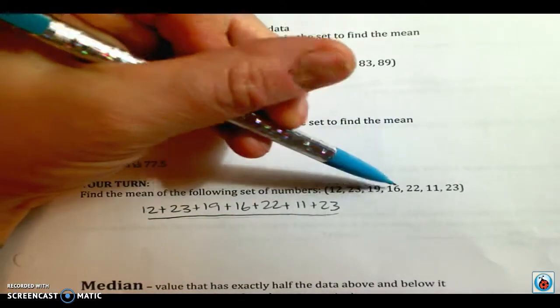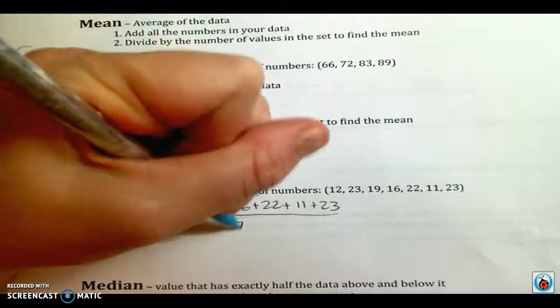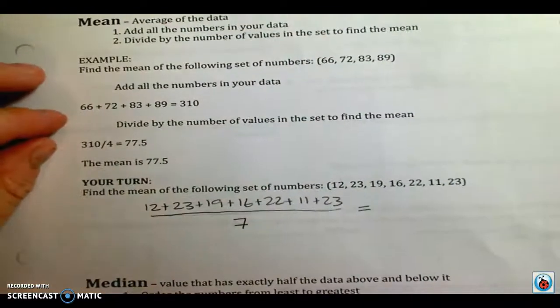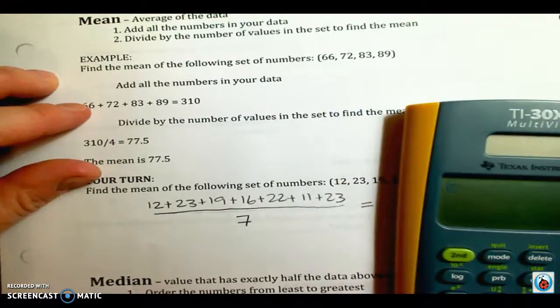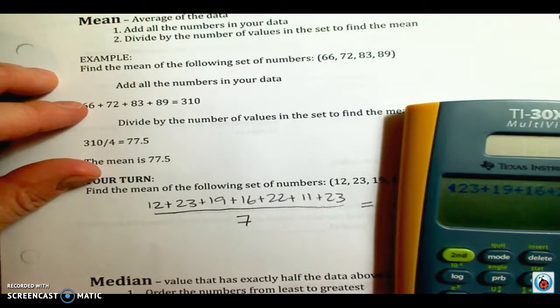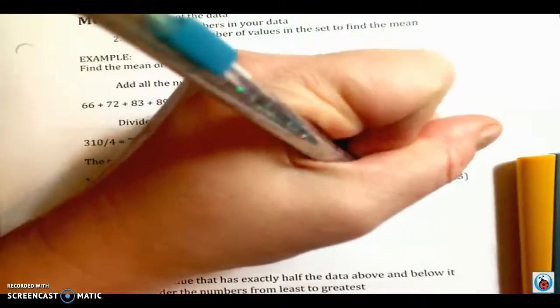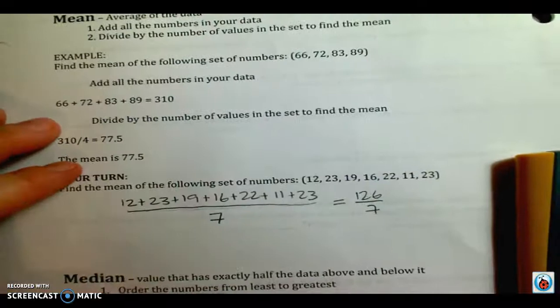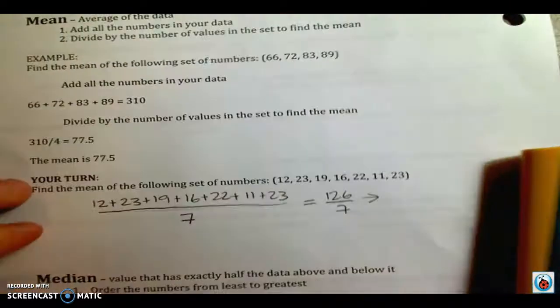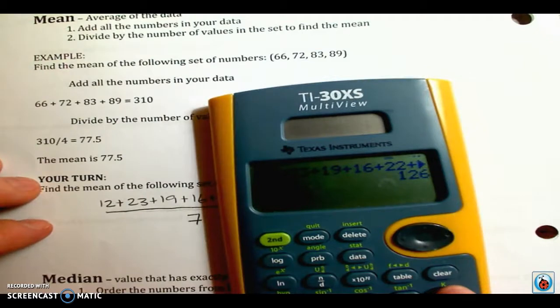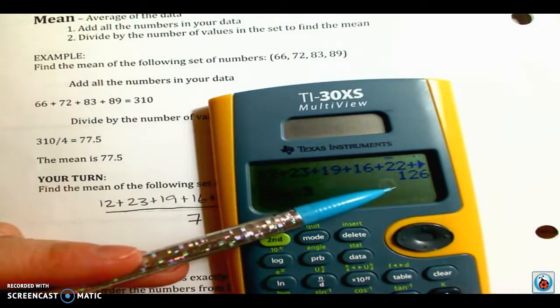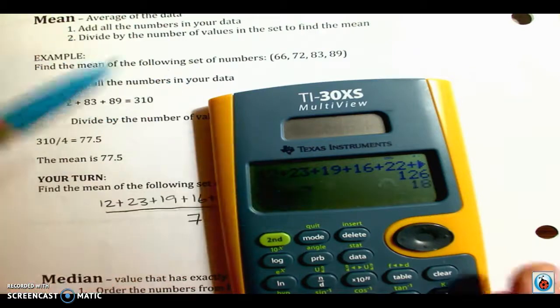So there's 1, 2, 3, 4, 5, 6, 7. Now, here's where you can use your calculator to do your math. 12, 23, 19, 16, 22, 11, 23. That's the nice thing about these calculators, it's just going to keep your list for you, and then you can hit enter. So I get 126, but I still have to divide it by 7. Go back to your calculator. I don't have to re-enter it. I can just hit divide. It's going to take my previous answer and divide it by 7. I get 18.